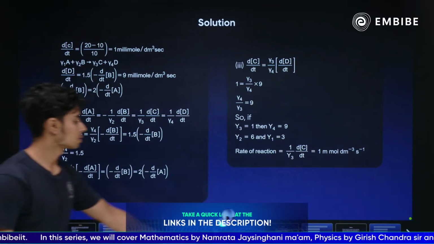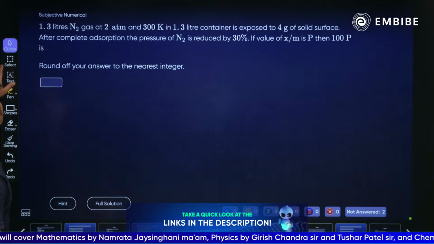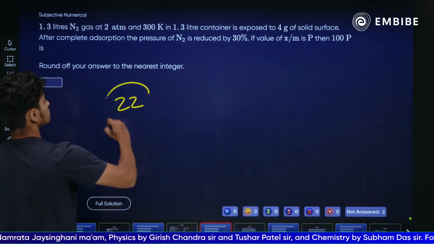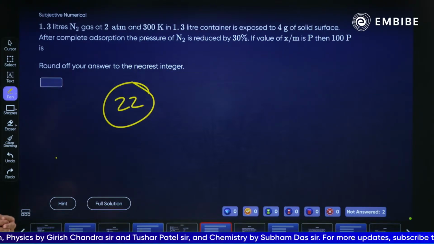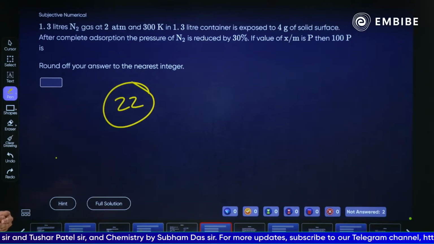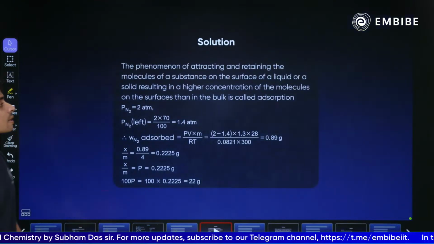Okay, so next question we'll go. Answer is 22. Another subjective numerical question, nearest integer. So answer is 22. Guys, take a screenshot. So next slide, solution will go. So solution slide, you can take a screenshot.